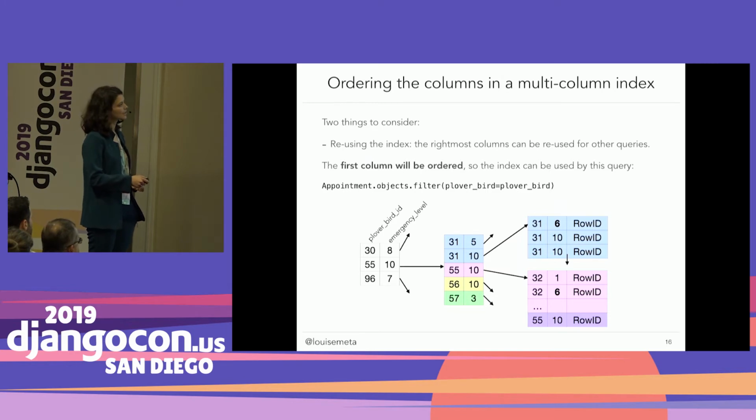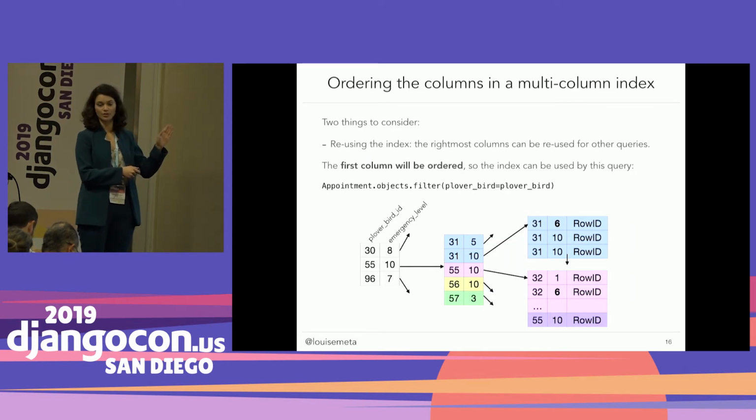So what you can see is that here, the first column is ordered. The second is ordered by plover bird by emergency level. So here it goes 6, 10, 10, and then 1, 6, etc. So it's actually not ordered overall. Only the first column is. So you can reuse that index if you're doing just a simple filter plover bird equals value. So that would reuse the index.